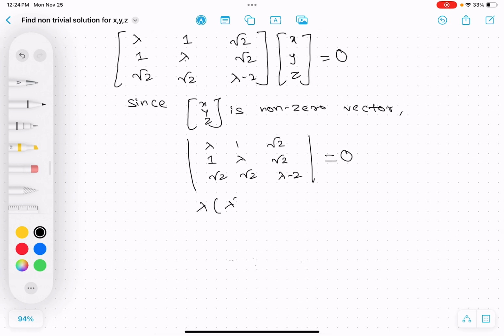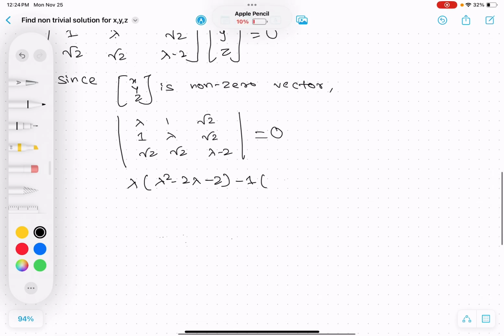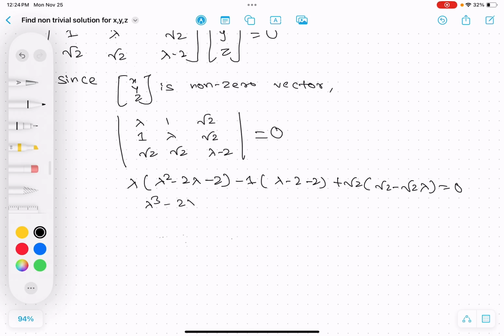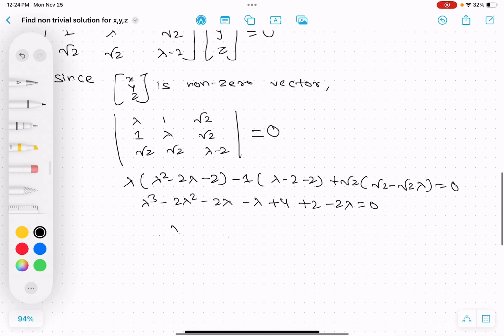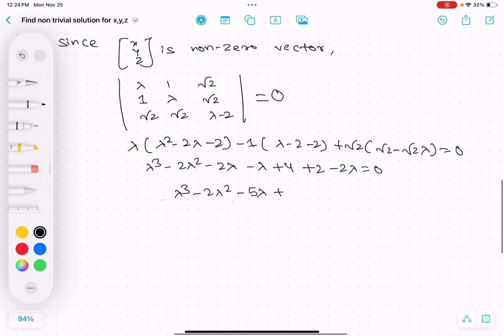So lambda squared minus 2 lambda minus 2, minus 1 times lambda minus 2 plus root 2 times 2, root 2 times root 2 minus root 2 lambda, equals 0. Lambda cubed minus 2 lambda squared minus 2 lambda minus lambda plus 4 plus 2 minus 2 lambda equals 0. This is lambda cubed minus 2 lambda squared minus 5 lambda plus 6 equals 0.